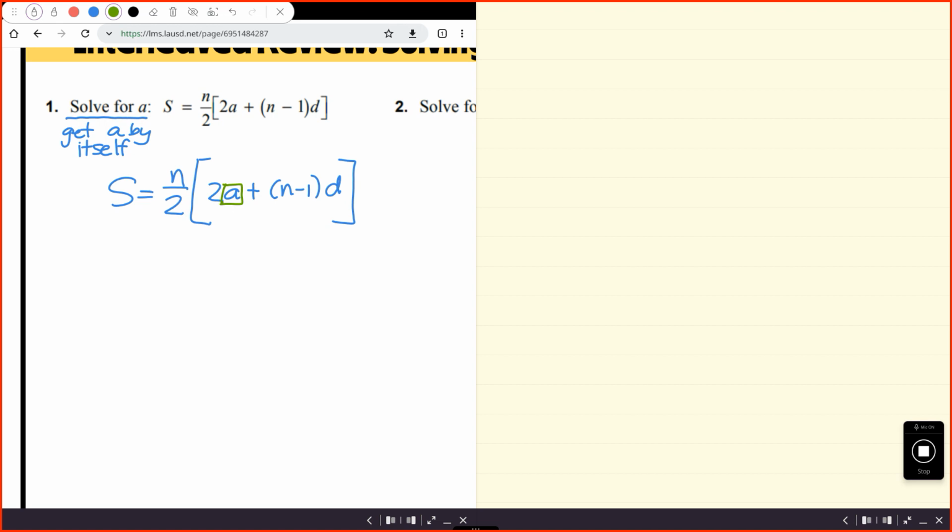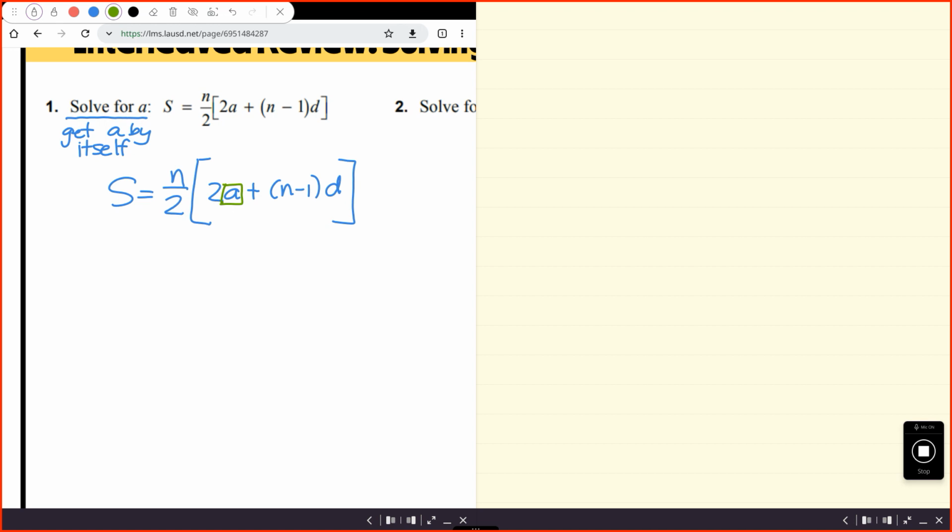Take out the ones that are outside. Okay, what's outside the grouping symbol? 2A. N over 2, right? We want to get the 2A later by itself, so we have to move into it slowly. Okay, so N over 2. First, which one is easier to eliminate, the 2 or the N? The 2, very good. So start with the 2 first.